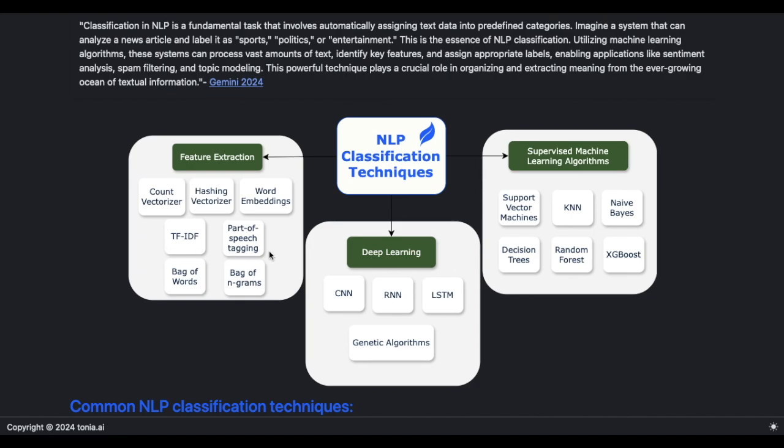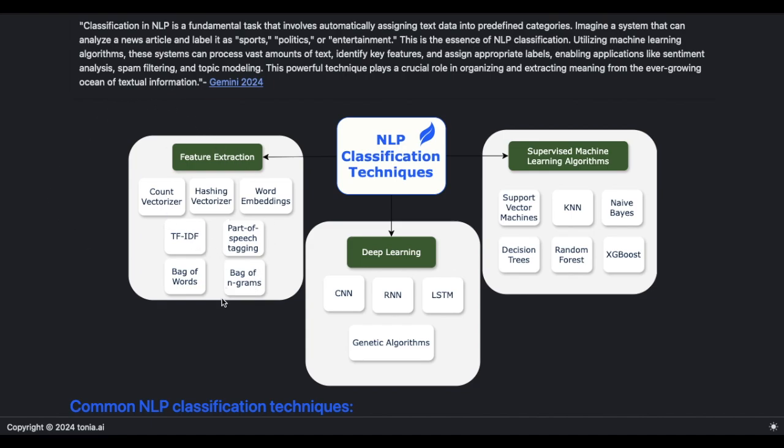Part of speech tagging assigns grammatical labels like noun, verb, adjective, etc. to words in a text. Bag of words is a text representation where documents are represented as bags of words without considering the word order or grammar. And bag of n-grams is an extension of bag of words that considers the sequences of words in grams, so a sequence of n words instead of individual words, which does capture some sequential information.